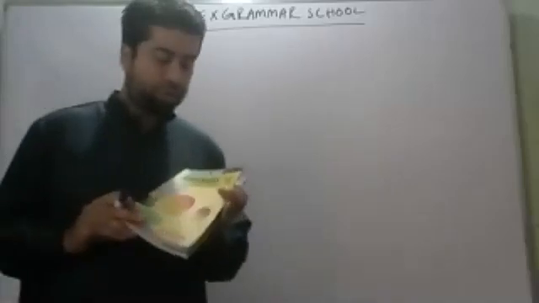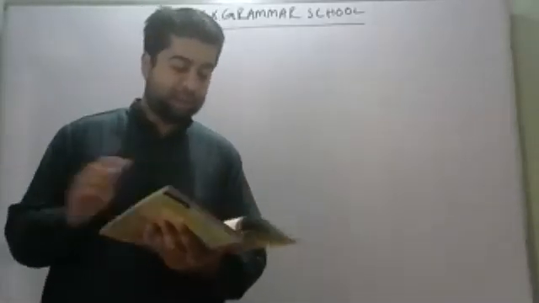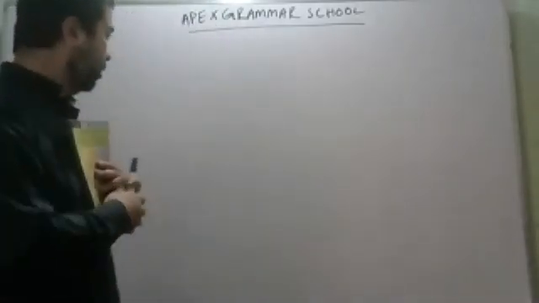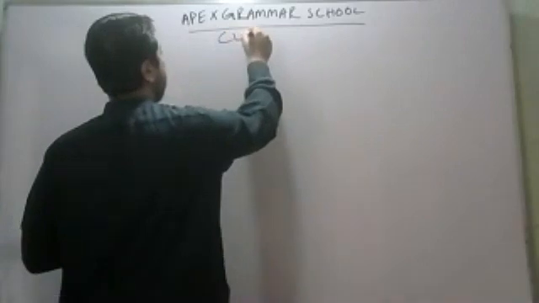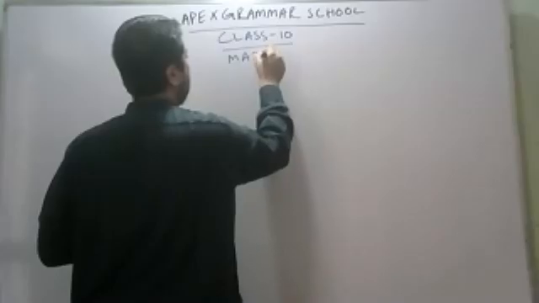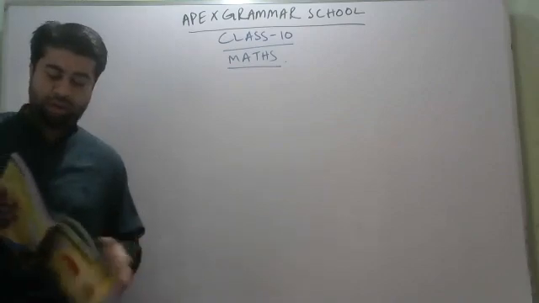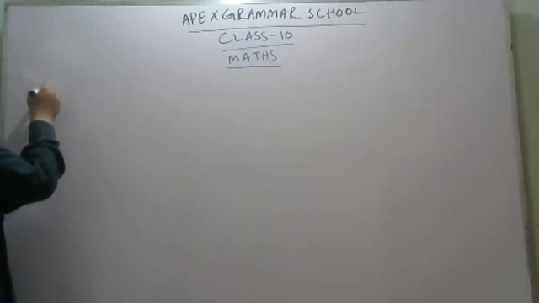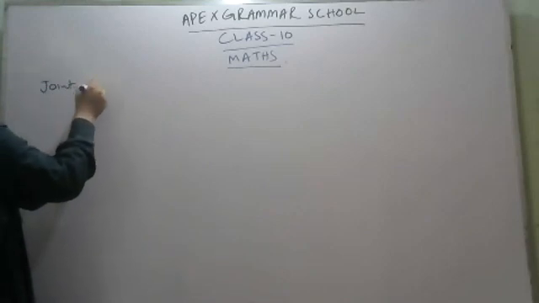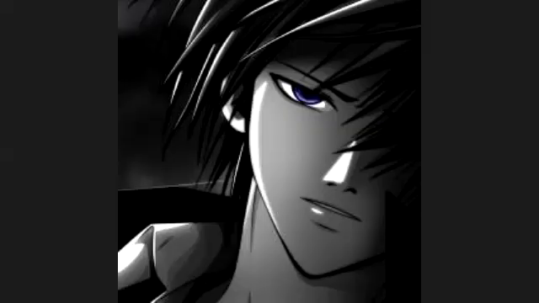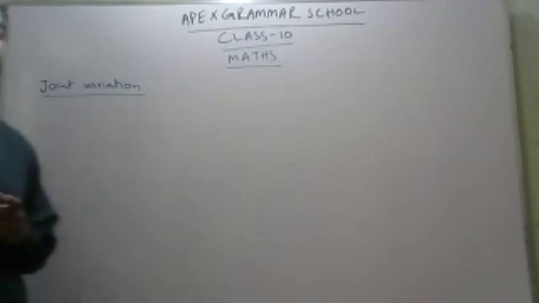Bismillahirrahmanirrahim. Today we will discuss exercise 3.5 in joint variation of class 9 mathematics. First of all, we will discuss joint variation. What is joint variation? Joint means combination of two or more than two things.